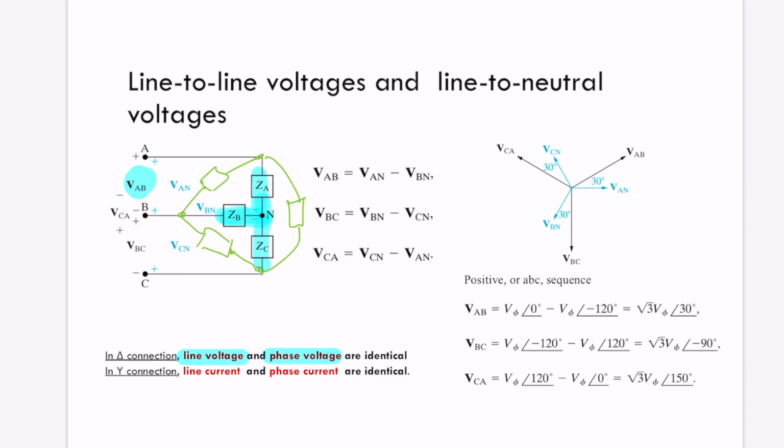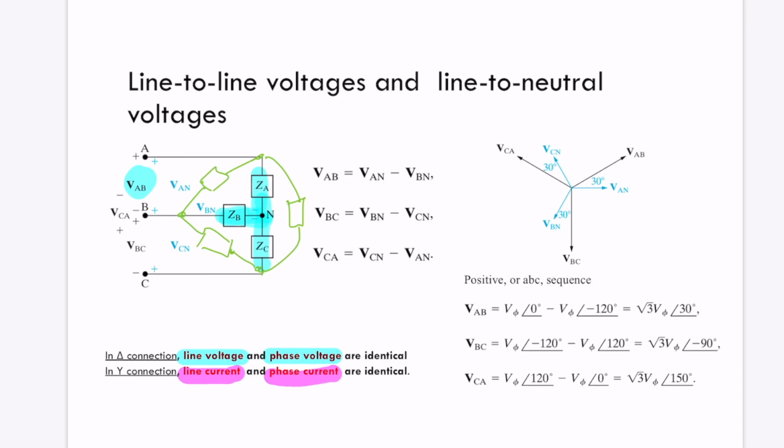The next definition is line current. Line current is defined as the current of a single line. Well, easy to remember, right? The current that goes through a line. And phase current refers also to the current that goes through a single phase. Well, in Y connections, line current is equal to the phase current.